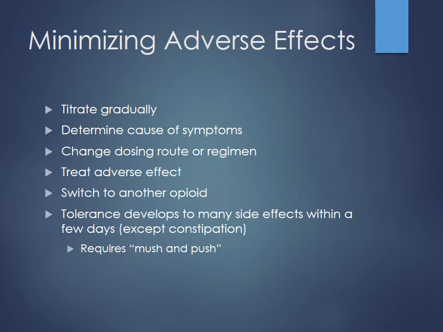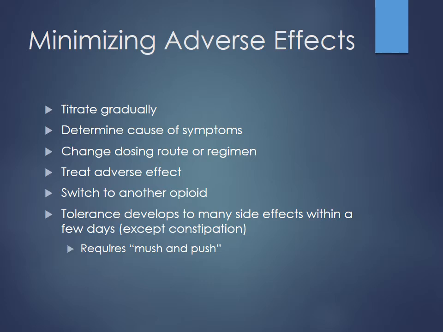To try to minimize the adverse effects, we can try to titrate gradually. You don't have to go super high doses immediately. Start at a low dose. You can always give more, but you usually can't take it back once you've given it. Try to determine the cause of their symptoms. Is it histamine release causing a lot of the nausea and vomiting with their morphine use? Maybe we could switch to a different medication. In some cases, we can switch to a different opioid. Sometimes we can treat through the adverse effect by giving something like Benadryl. So there are lots of different methods here.